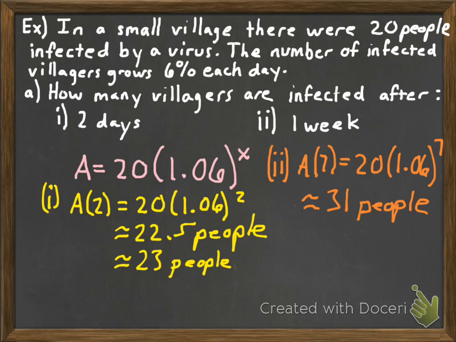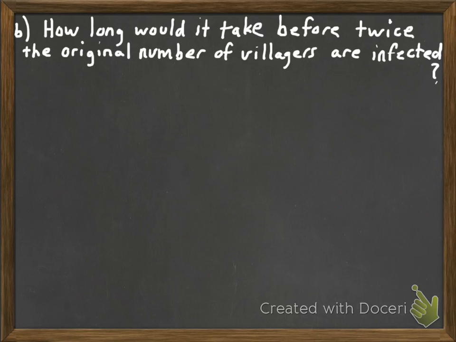So let's go on and answer a little bit more about this problem. Next thing it wants to know is how long would it take before twice the original number of villagers are infected. Now remember, originally there are 20, so we want to know how long will it take before there are 40 people infected. And so in our equation, we're going to replace the capital A with 40. We'll say that that's equal to 20 times 1.06 to the x power.